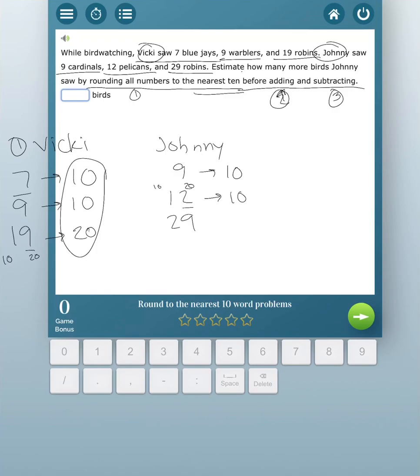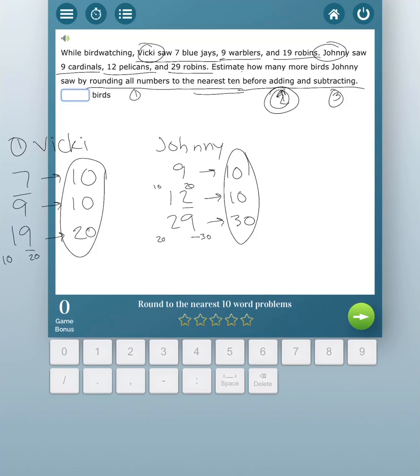Now my 29, I look into my ones, and I know my 9 is greater than 5. I know my 29 is between 20 and 30. And I know my 9 is greater than 5, so I round up. So my 29 is going to become a 30. Now I have both Vicky and Johnny's numbers of birds rounded to the nearest 10. But that's not it. Now I need to do step 2. Okay, step 2, it says adding. So now I need to add.